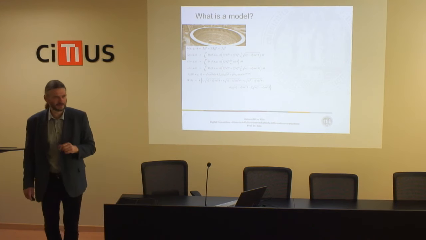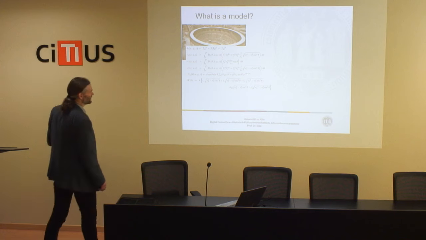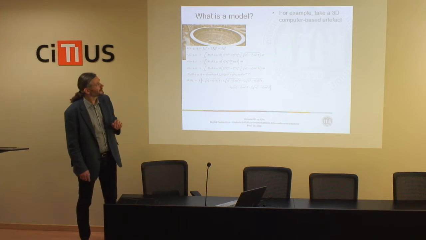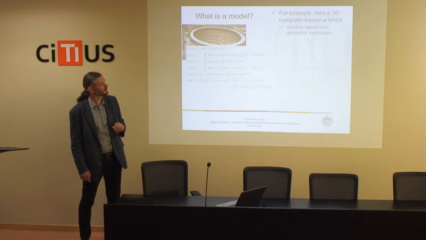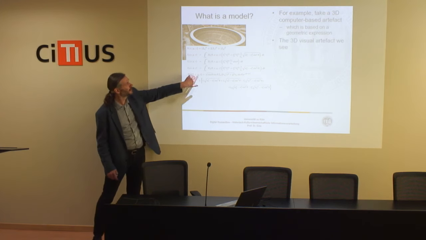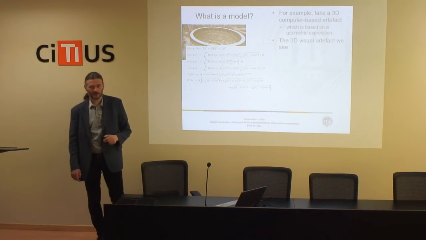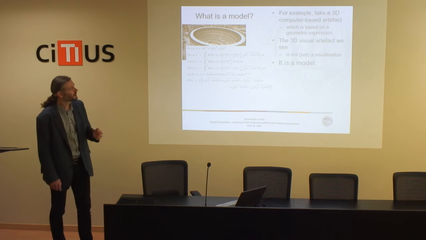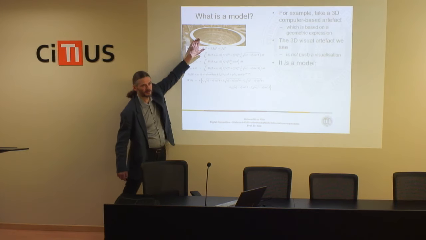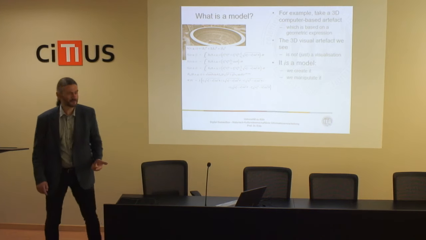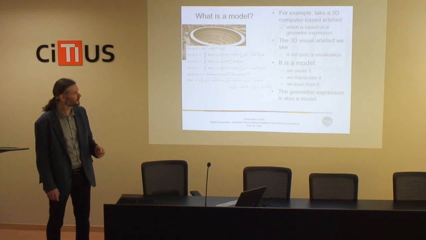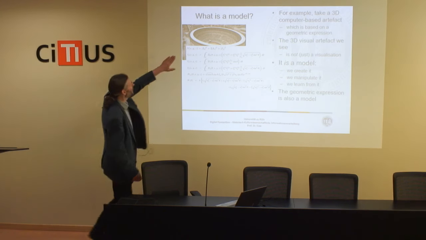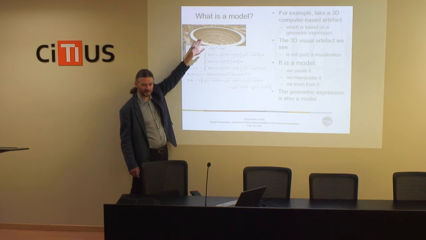It's just showing people in the humanities generally that there's a mathematics behind this. So if you take a 3D computer-based artifact, it's based on a geometrical expression. And then you have the 3D visual artifact we see. And that artifact is not just a visualization of mathematics or geometry. It is a model. So this thing up here is a model. We create it, we manipulate it, and we learn from it. And we do all these things often without reflecting on the geometry, often even without knowing there is mathematics behind this, or at least needing to know.